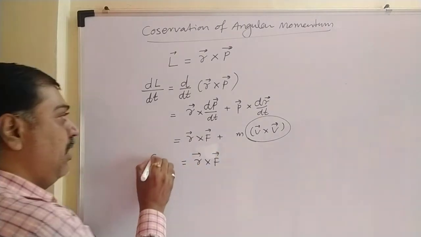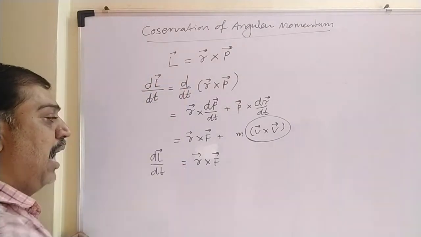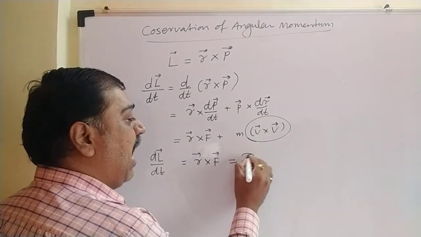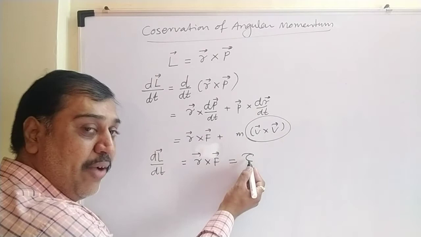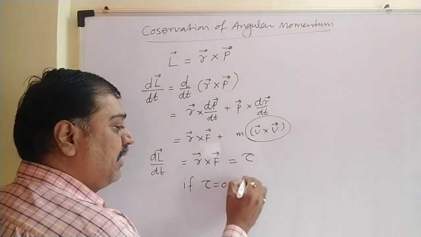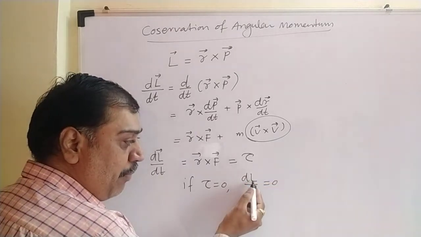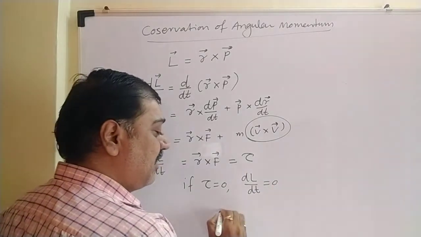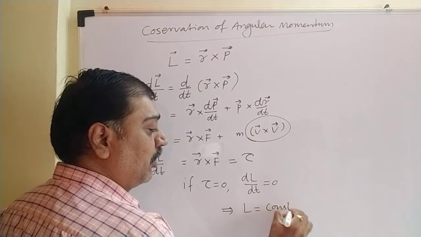dL by dt equal to R cross F we get, and here R cross F is itself nothing but what? Torque acting on a rotating body. Now imagine when this torque acting on a rotating body is 0, if tau is 0, what is dL by dt? dL by dt is 0. Derivative of any function with respect to time is 0. This implies that L, or this quantity, must be constant.